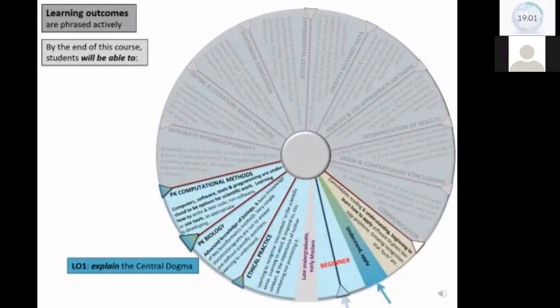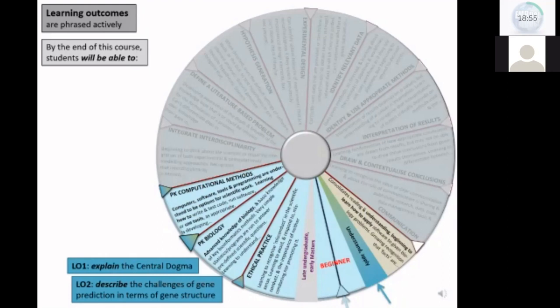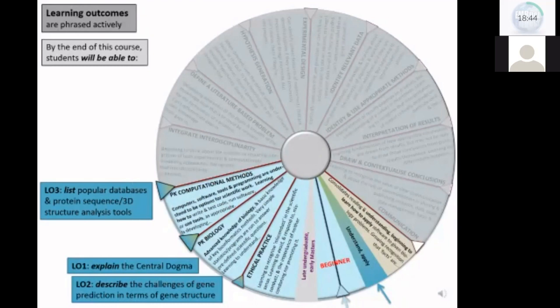And learning outcomes for biology might then be, by the end of this course, students will be able to explain the central dogma or describe the challenges of gene prediction in terms of gene structure. And for computational methods, appropriate beginner level LOs might be, by the end of this course, students will be able to list popular databases and protein sequence and structure analysis tools, or search databases using BLAST or other bespoke software tools.